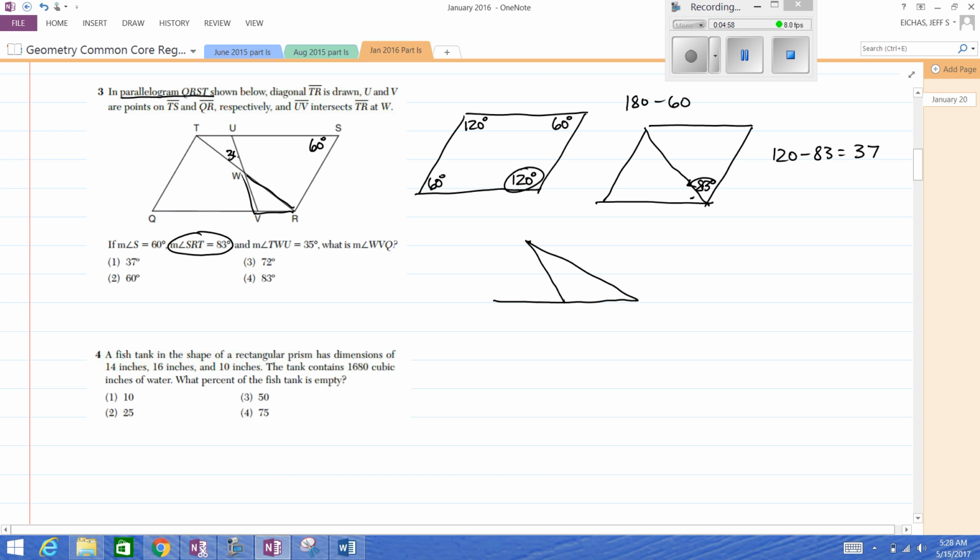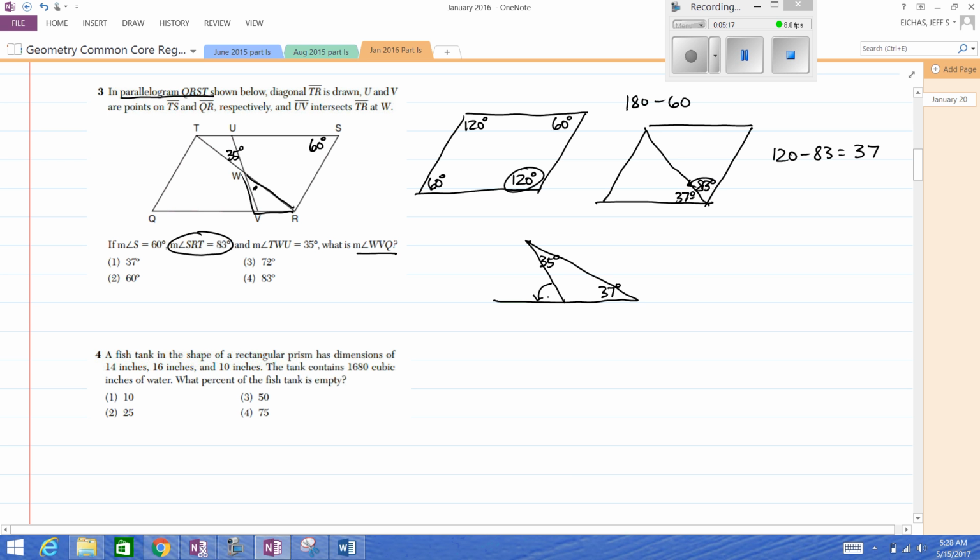They gave us this angle's 35, so that's vertical. We're going to put a 35 in there. Vertical angles are congruent. We're putting a 37 in there, right, from this part. And they actually want WVQ, which is this angle.